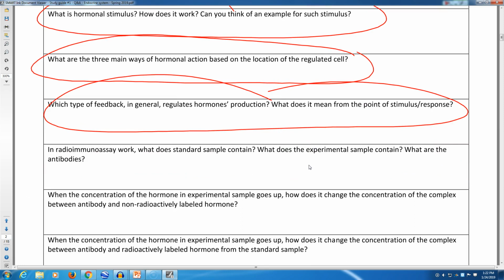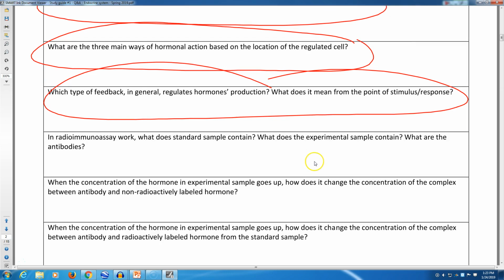For radioimmunoassay, I'm tempted to go over it again, but I won't, because there's going to be one or two questions regarding analysis of hormones. What you really need to distinguish is that if you see the word radioactivity, we talk about radioimmunoassay, and vice versa. If I ask you about radioimmunoassay, you have to know that the hormone in the standard is radioactive, in the sample it's not, and they compete for antibodies.